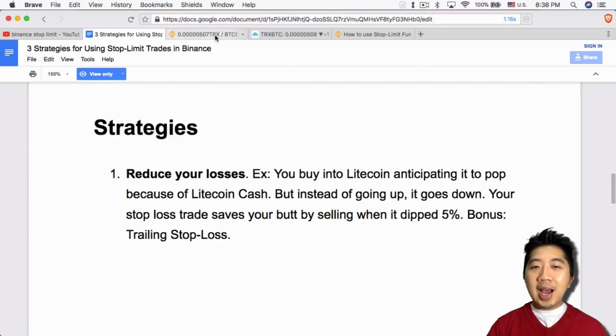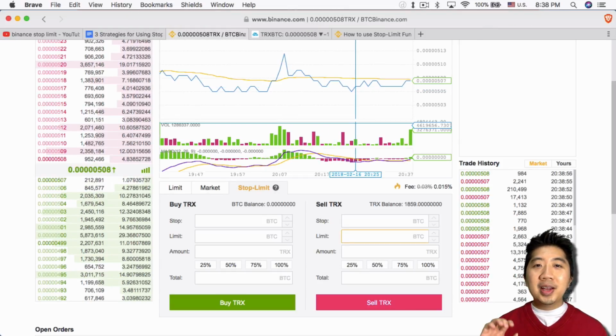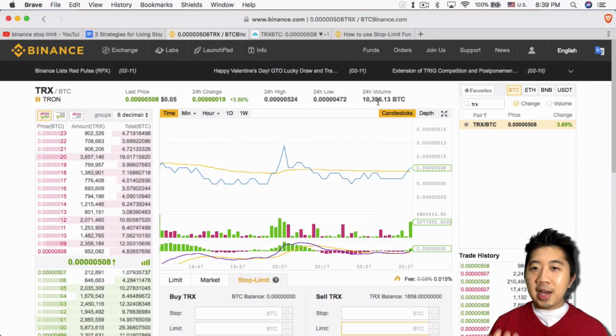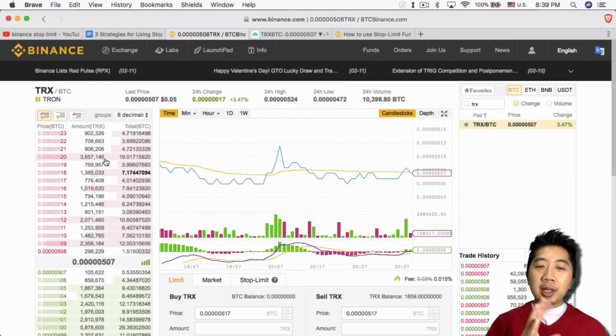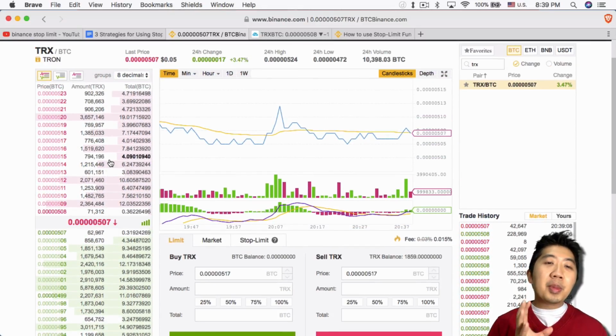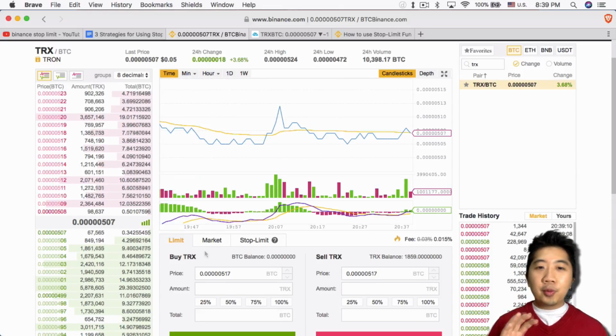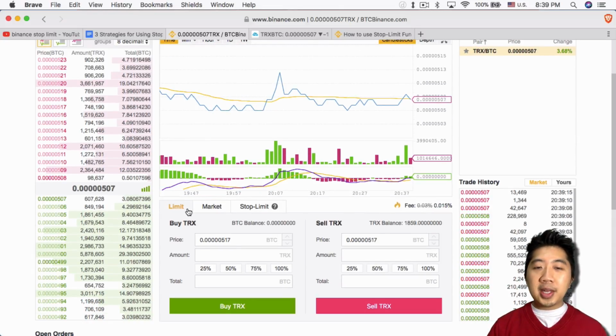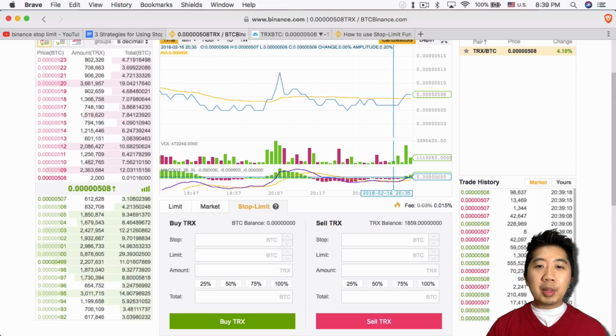I don't have any positions in Litecoin right here, but I'll just use Tron as an example, since I have some Tron. On the left hand side is the order book. This is how many orders are taking place right now between the sell and the buy orders. When you scroll to the bottom right here, you get the option of setting a limit trade, a market trade, and a stop limit trade. And that's the one that we want. So click on the stop limit trade.